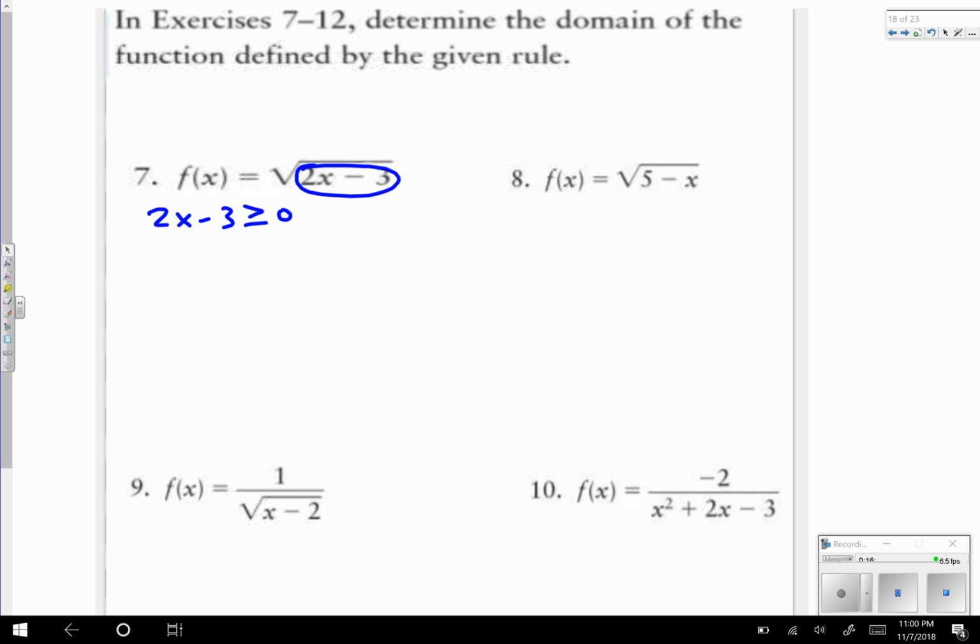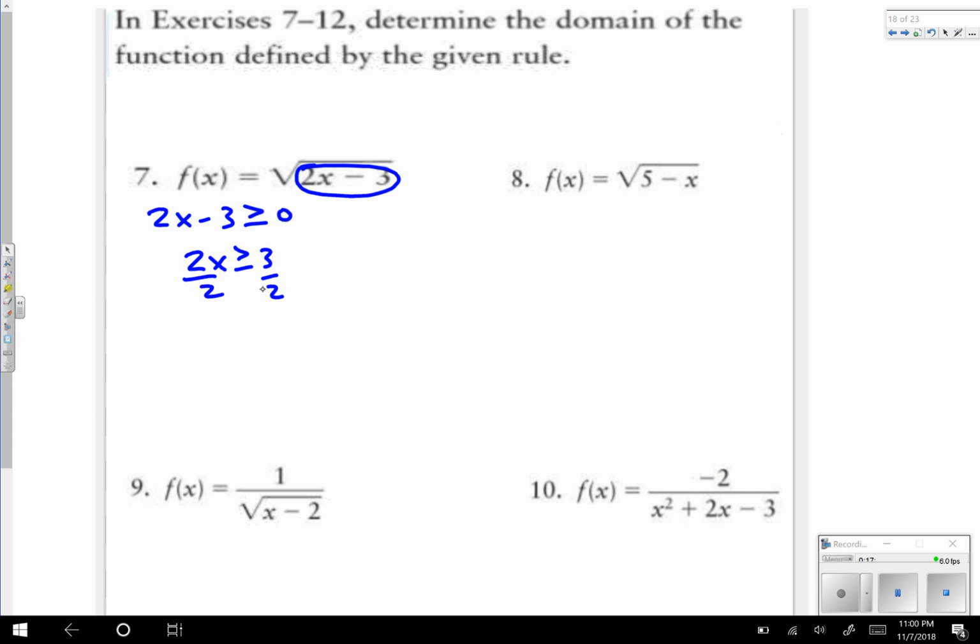The only time that's different is when you have something like this. Here, the denominator cannot be equal to 0, so you would just put the square root of x minus 2 is greater than 0. But we'll get there in a bit. So for this one, determine the domain. We have to go ahead and solve for this. Again, I'm taking what's under the radical and putting it greater than or equal to 0, and then you just solve. So add 3 to both sides, so you get 2x is greater than or equal to 3.